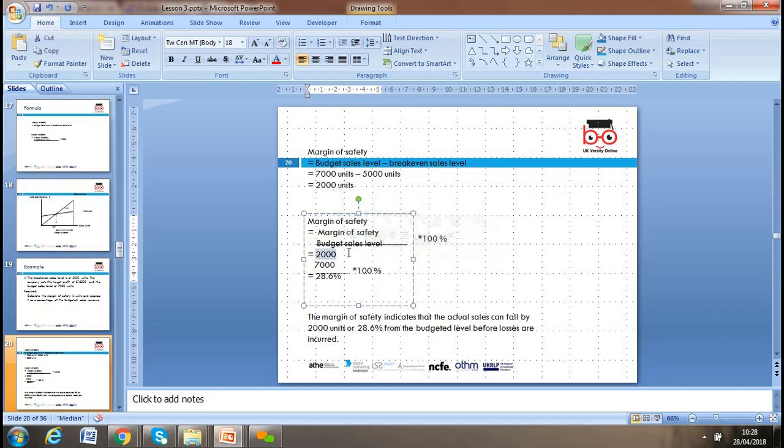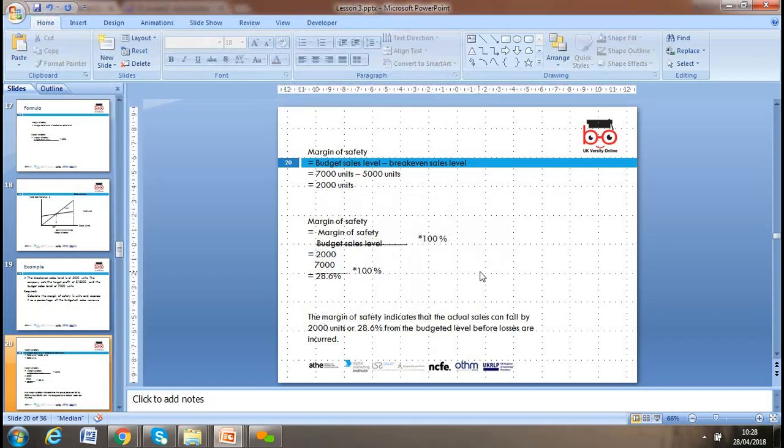And if we want to calculate the percentage, 2,000 divided by 7,000 times 100, how much percent is that? 28.6%. Yes, 28.6% will be our margin of safety. Any question? These are just because you have a question in your assignment, and that's the reason we need to learn these things, yes? Because the learning outcome is all about the numeric things and the transactions.